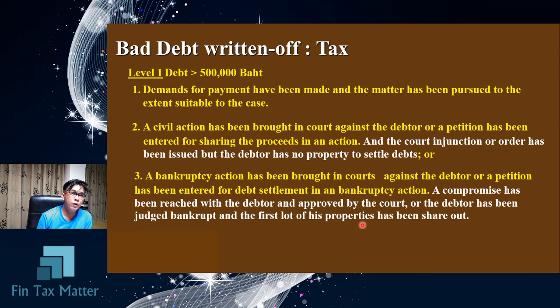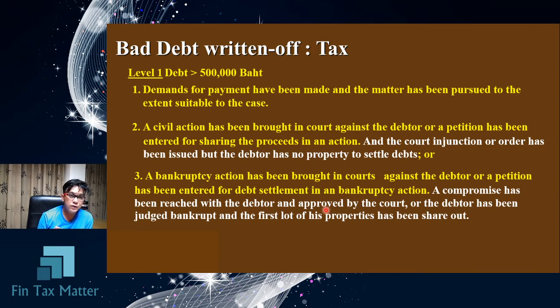Level 1 is for debt which is over 500,000 baht. They have taken the demand for payment, and the demand for payment has been made and the matter has been pursued to the extent suitable to the case. It means they have sold on credit and did not get the payment. They have to prove that they have the evidence to follow up the debt, such as registered mail, telephone calls, email, whatever shows that they have already followed up the debt for payment.